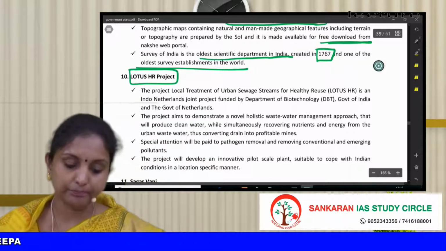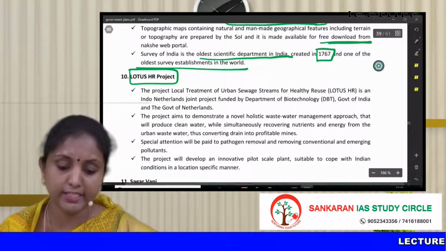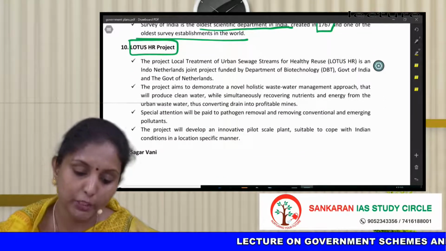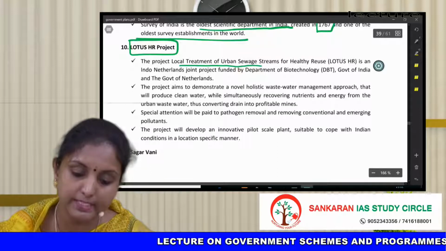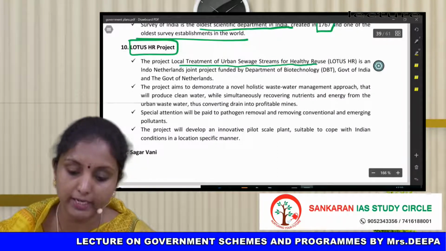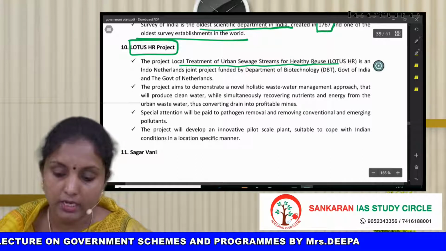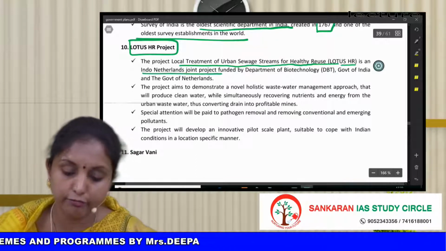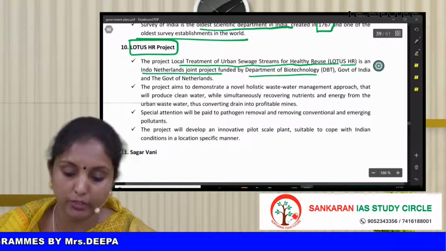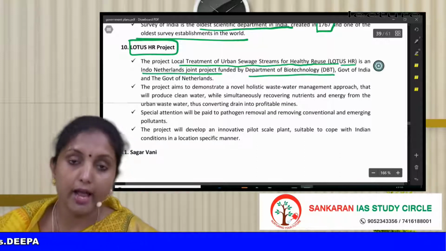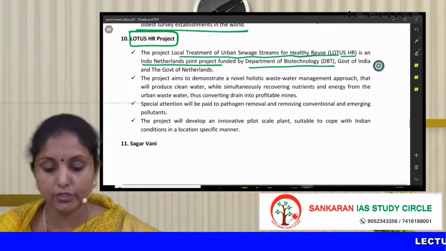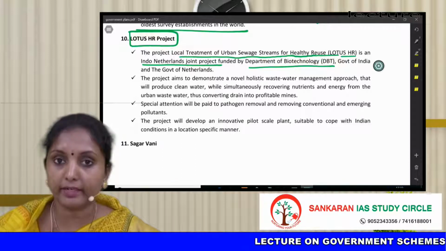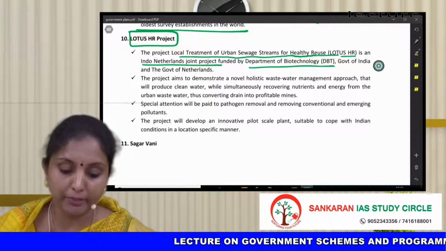Lotus, a project under the Ministry of Science and Technology. What is the full form of Lotus? Local Treatment of Urban Sewage Streams for Healthy Reuse. It is an Indo-Netherlands joint project funded by the Department of Biotechnology, Government of India and the Government of Netherlands. This is actually a joint project which has been implemented with the support of the Government of Netherlands.